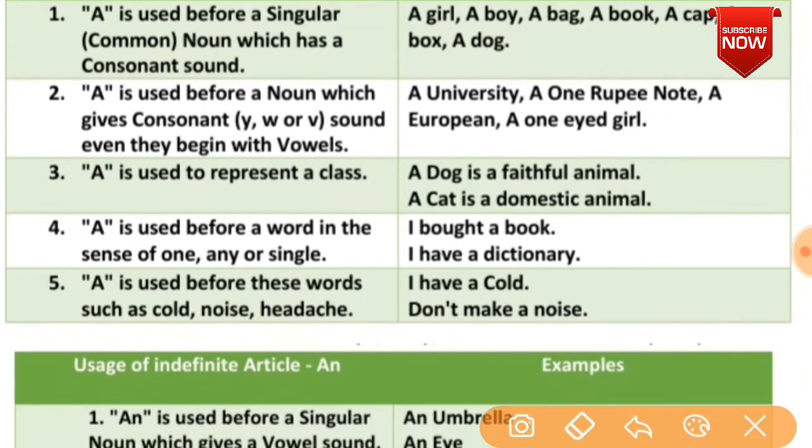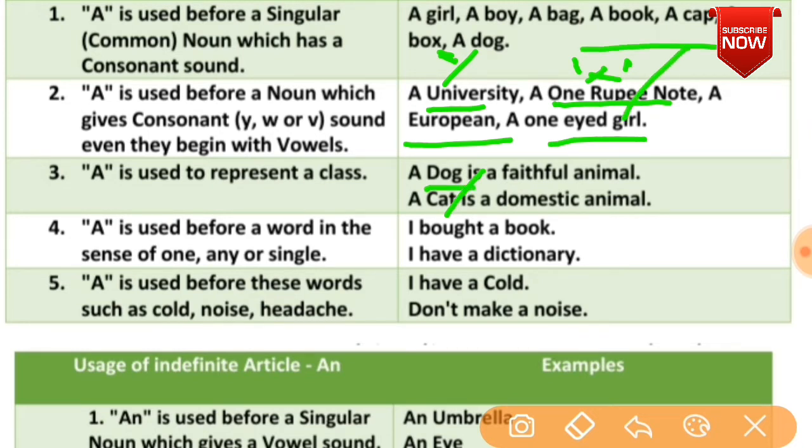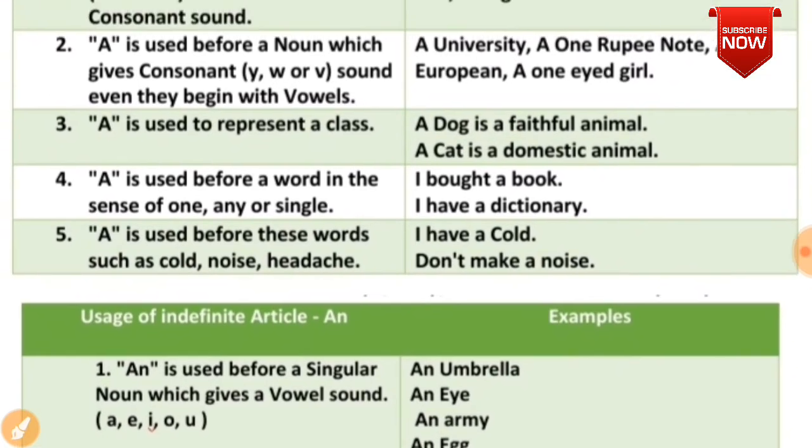And second, a is used before a noun which gives a consonant sound, even if it begins with a vowel. You can see university, 1 rupee note, European, one-eyed girl. Here U, O and E, these are vowel letters. But when we pronounce university, 1 rupee note, one-eyed girl or European, they produce a different sound. In university there is a Y sound, which means the consonant sound. In 1 rupee, the 1 sounds like a W, and in European it sounds like a Y. In this way they produce the consonant sound, so we are using a.